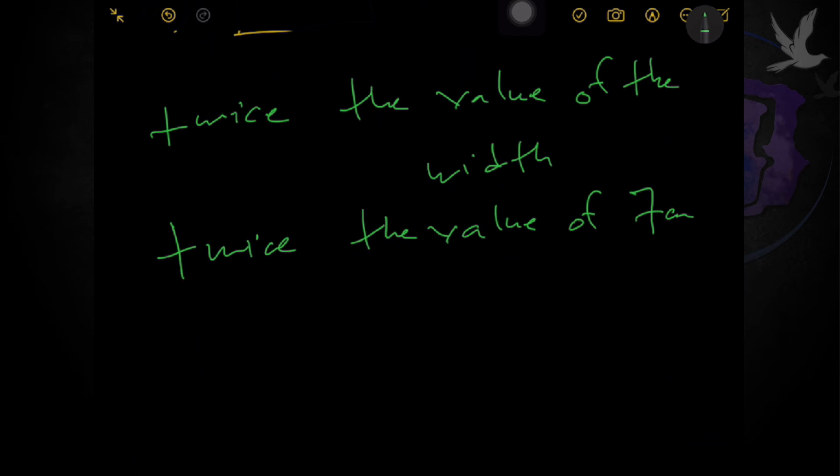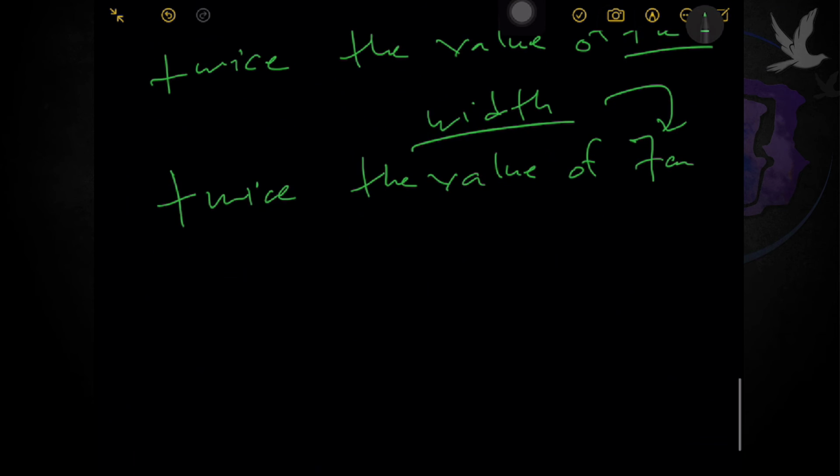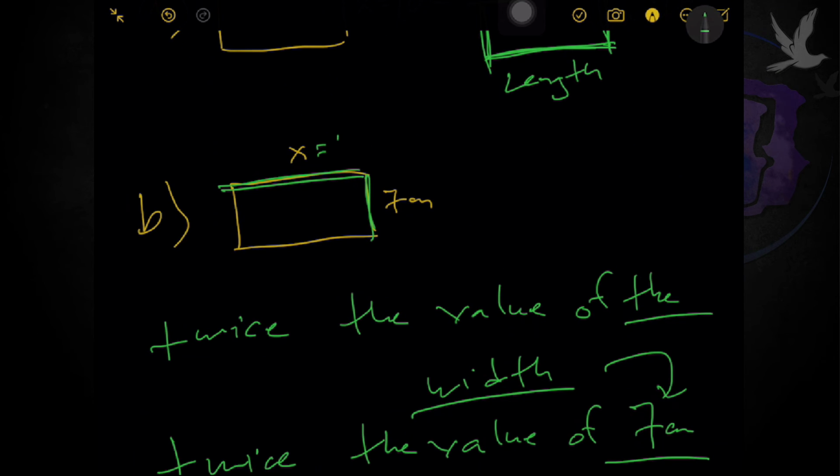Okay? We replaced it. Twice the value of the width is 7 centimeters because our width is 7 centimeters. Twice the value, 2 times the value of 7 centimeters. 2 times 7 will give you 14 centimeters. So which means in this case, our x is equivalent to 14 centimeters.